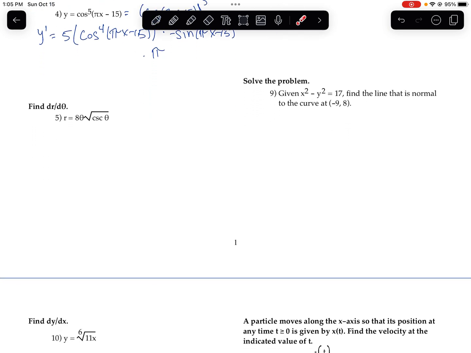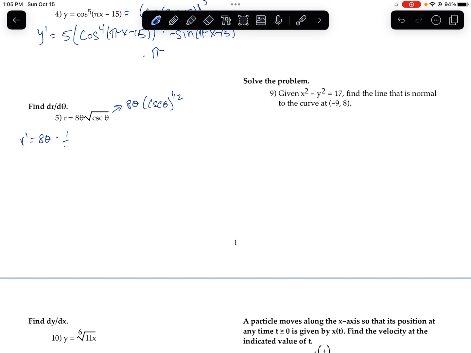Alright, this one right here is going to require the product rule because we're taking the derivative with respect to theta, and we have a function of theta here and a function of theta here, so we need the product rule. So r prime, or dr/d theta, will be equal to the first times the derivative of the second, and if you think about it, you can write it like cosecant theta raised to the 1/2. So the derivative of the second is going to require the power rule. We're going to drop that, decrease, inside stay the same, and then multiply by the derivative of the inside.